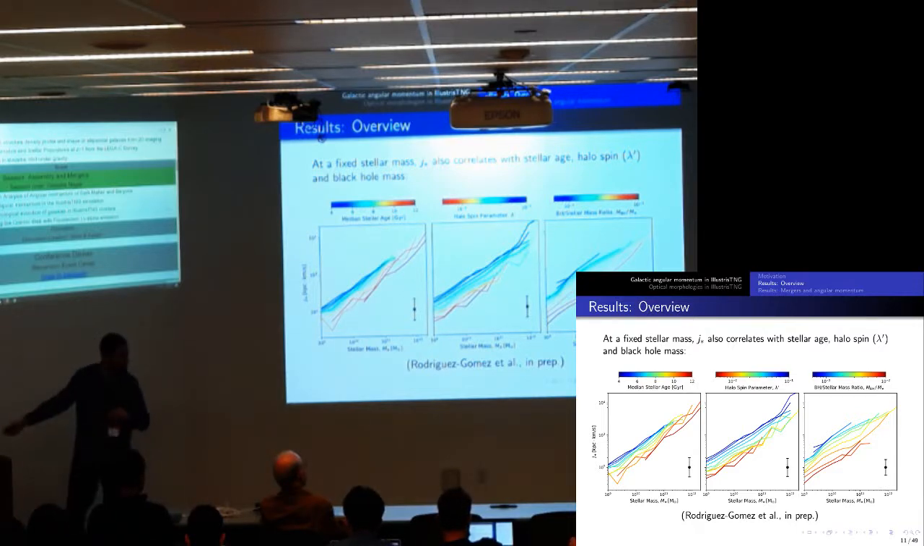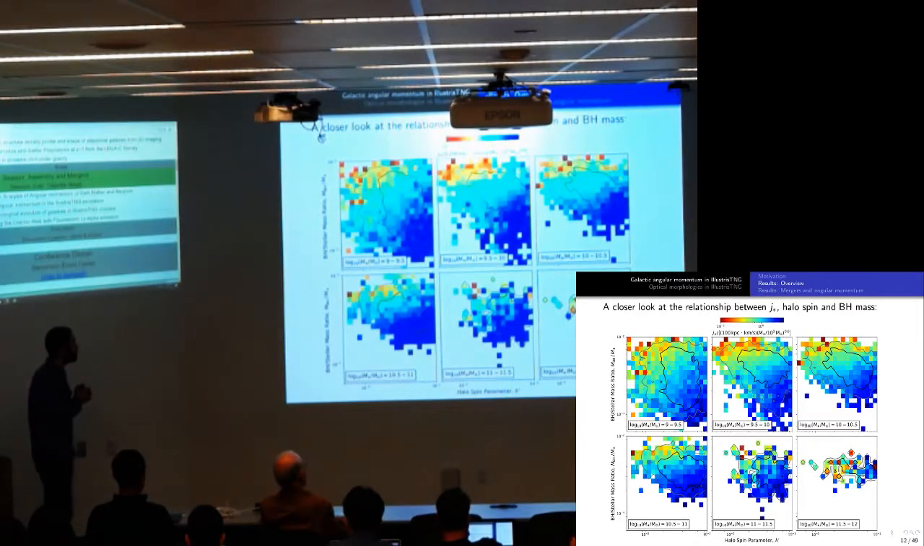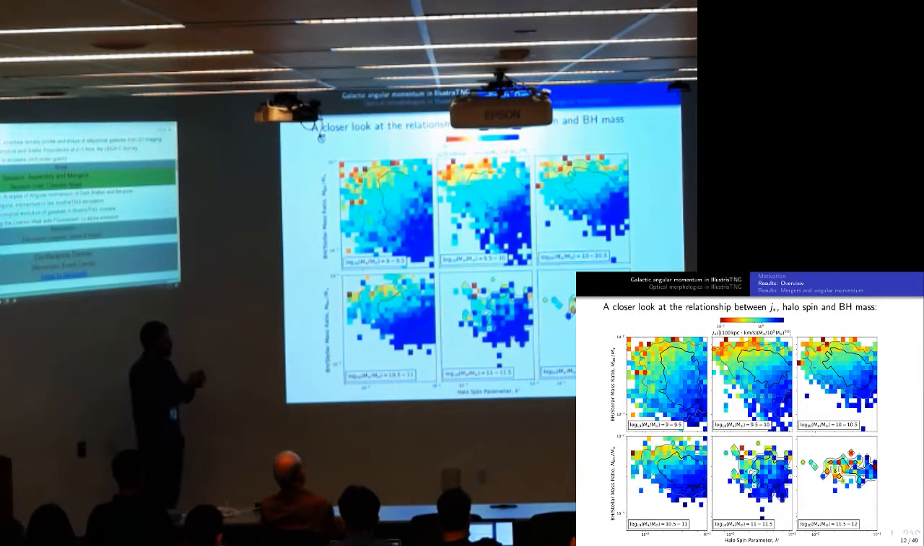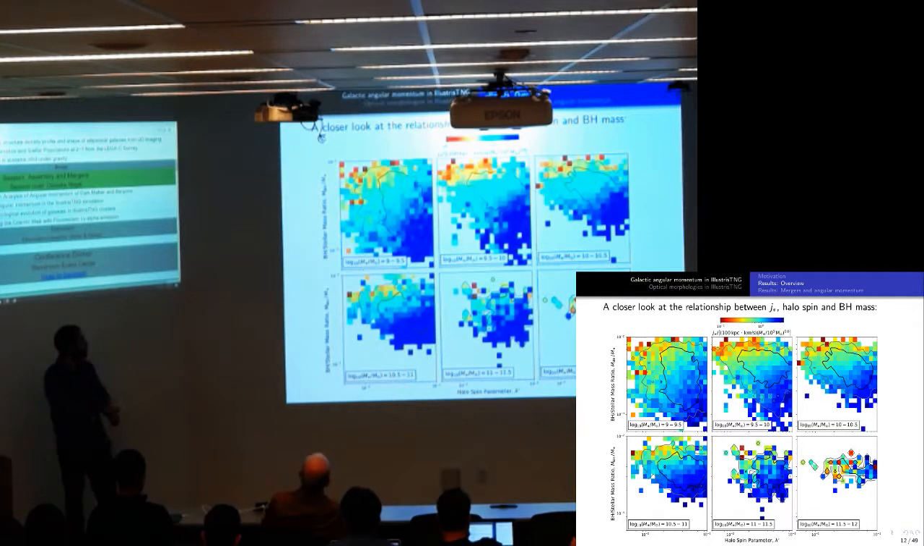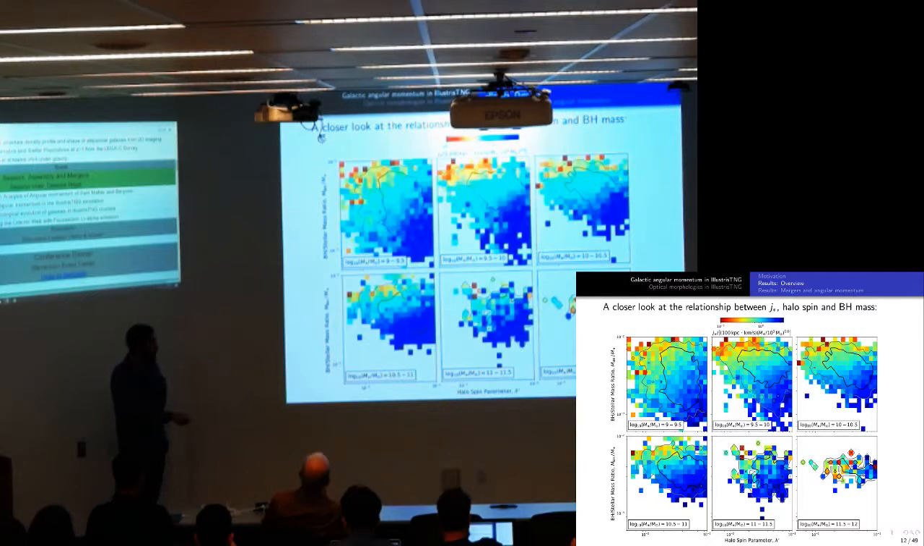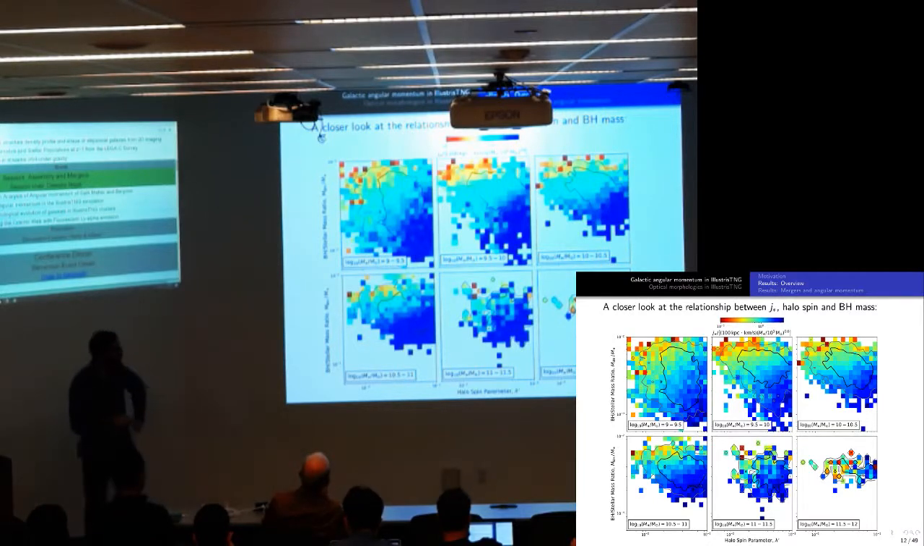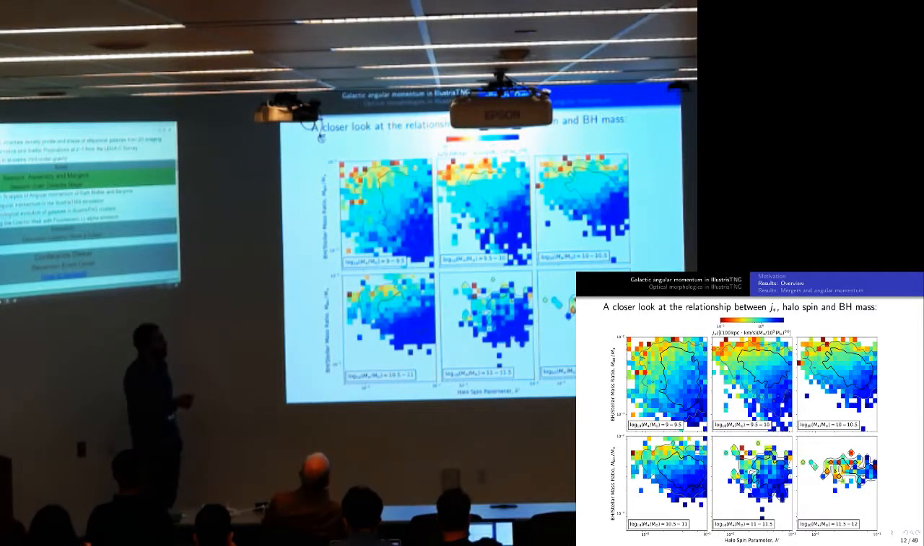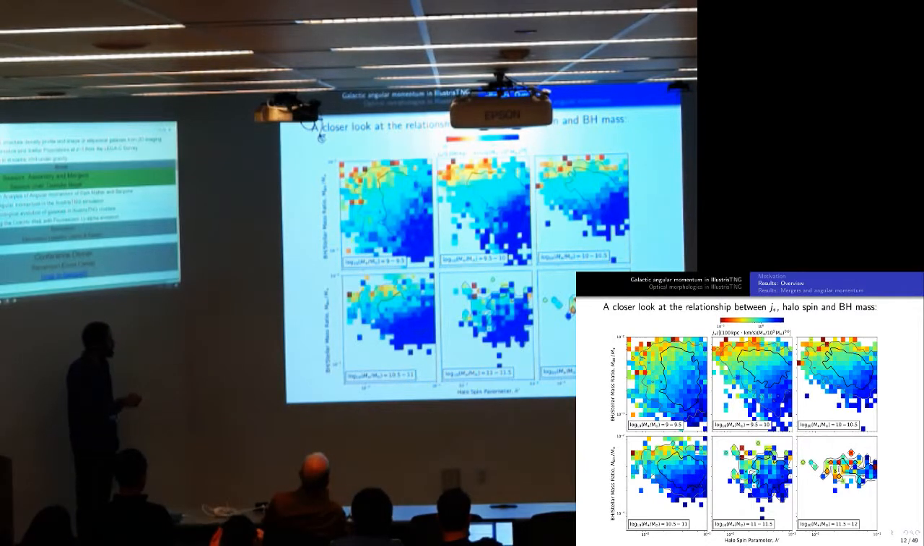We explore this in more detail in this plot, which might be a lot to digest. On the y-axis we have the black hole mass relative to the stellar mass. On the x-axis we have the spin of the halo. And the colors represent J star, the specific angular momentum. I normalize it so that it's roughly the same range in every panel. These are the least massive galaxies, and then mass increases along the rows, and these are the most massive galaxies.